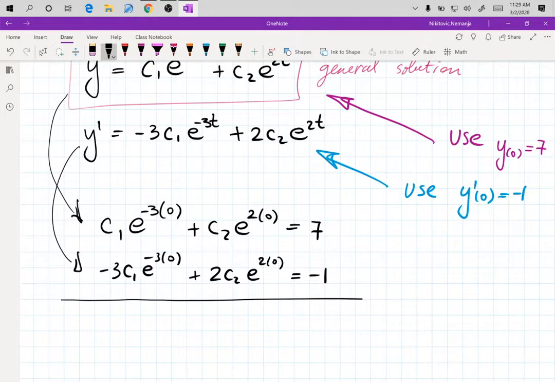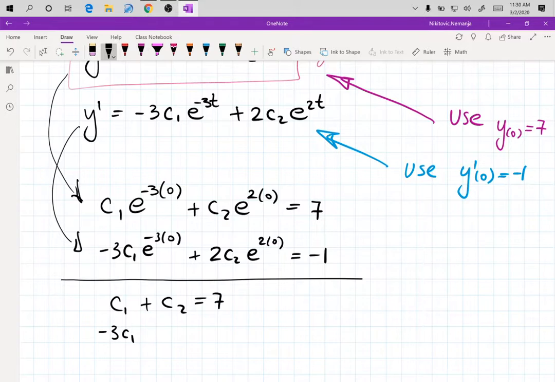And then we are going to just say C1 plus C2 is 7. This is not always going to be the case. Be very careful, right? Because we have a 0, e to the 0 is 1. But if you have 1 there, then you would have e to the minus 3 floating around, right? So you have to be very careful. That's why I wrote those two lines where I plugged in 0 for each t, because that's our input. And the second equation, negative 3c1 plus 2c2 equals negative 1.